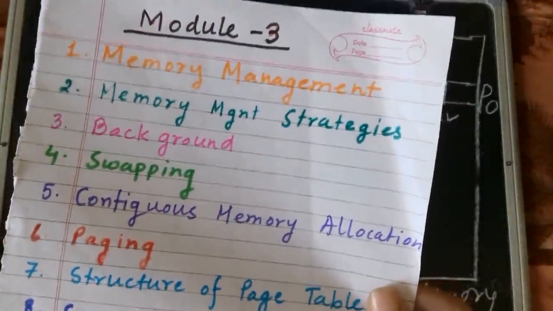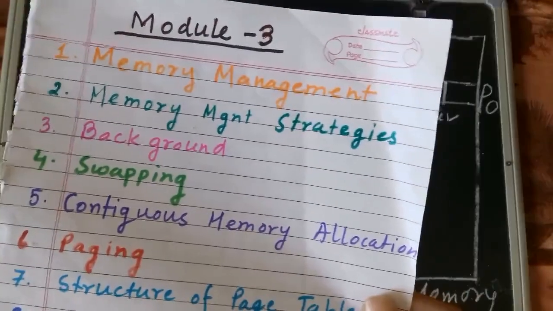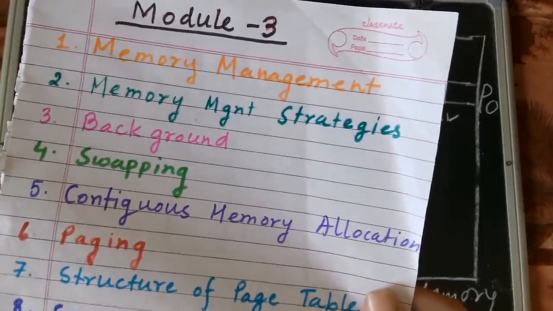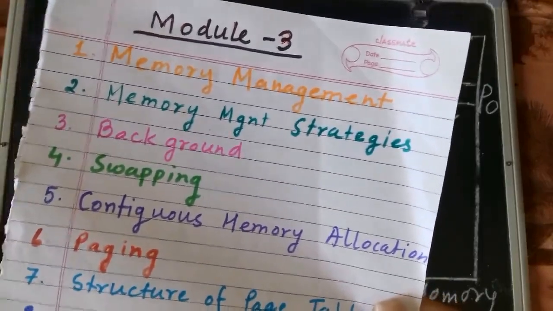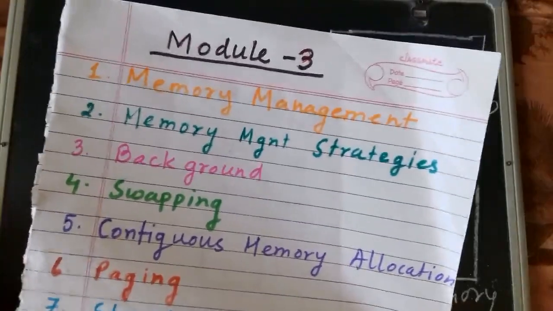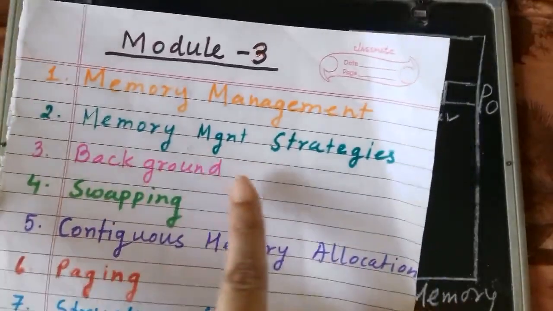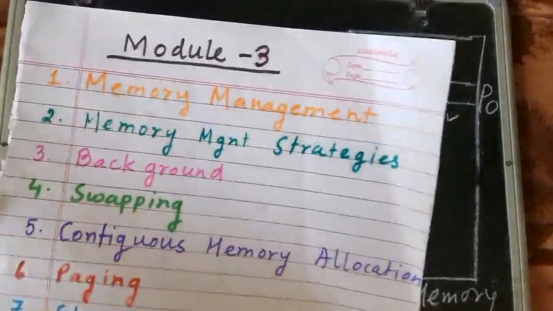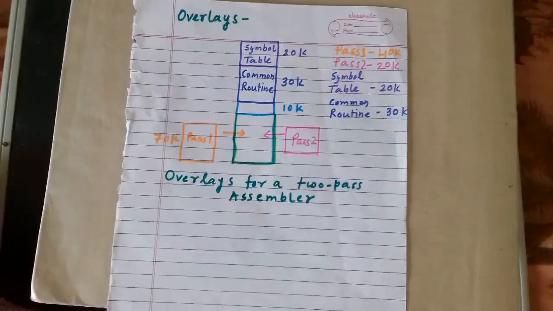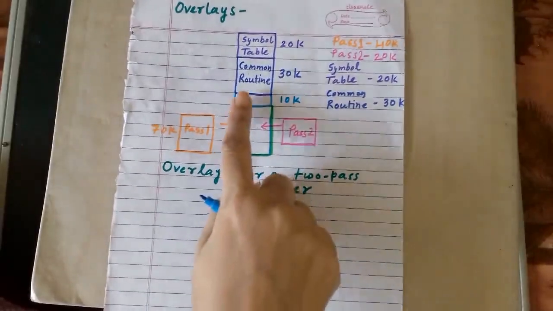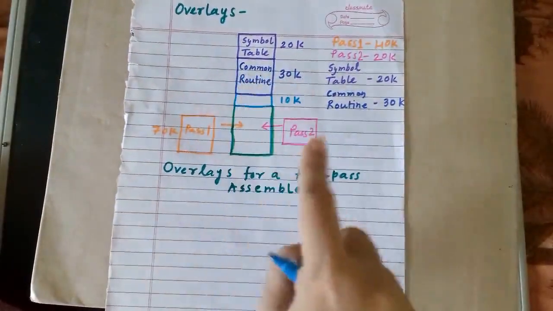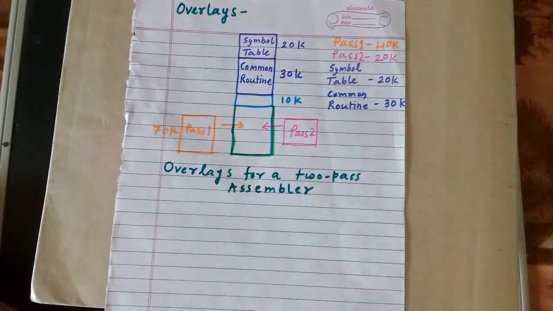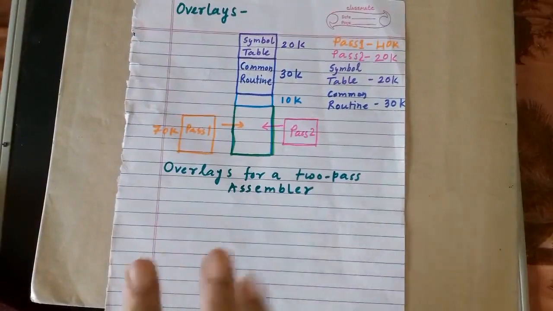Larger size means when the available memory is very small, we cannot accommodate the program. We don't have sufficient memory space to accommodate the program. How we solve that problem will be discussed in memory management strategies, and the first strategy is nothing but overlay. Overlay is a technique where we can fit a program whose size is larger than the memory size. First we'll describe it through a diagram.